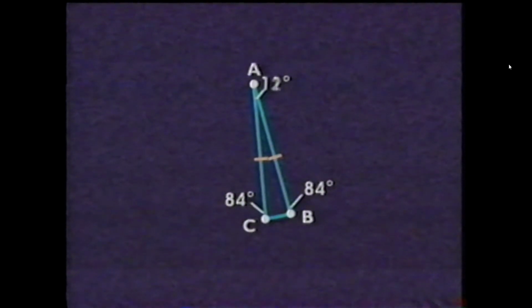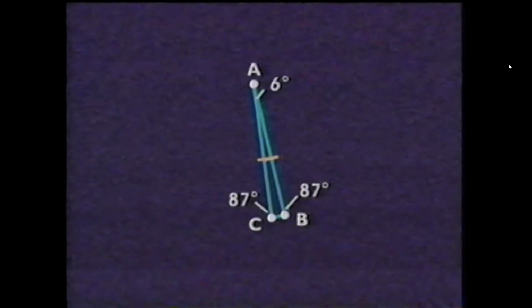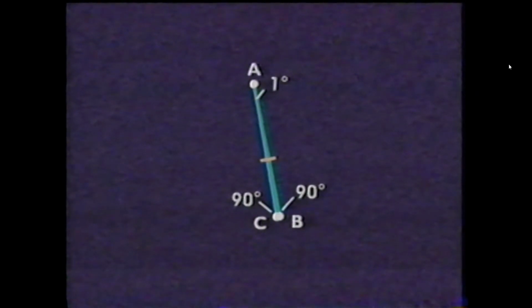When vertex B gets very close to vertex C, the measure of angle A is very close to 0 degrees, and the measures of angles B and C are both very close to 90 degrees. In the limiting case, the triangle collapses into a segment. The measure of angle A is 0 degrees, and the measures of angles B and C are each 90 degrees. Again, the sum of the measures is 180 degrees.